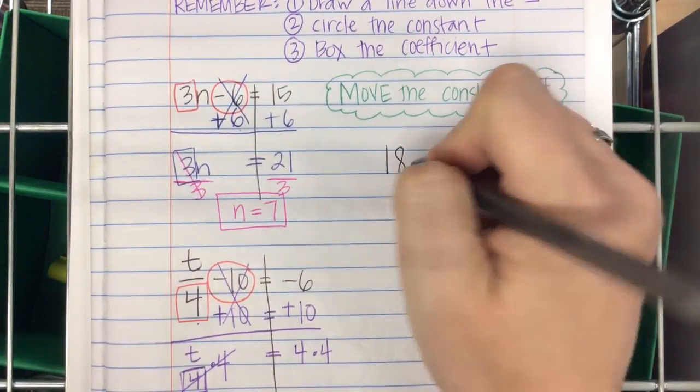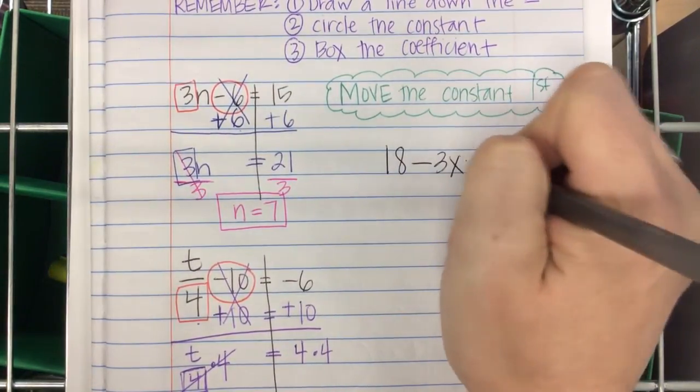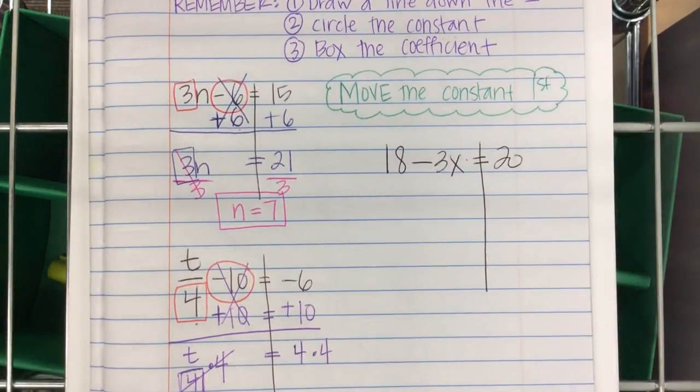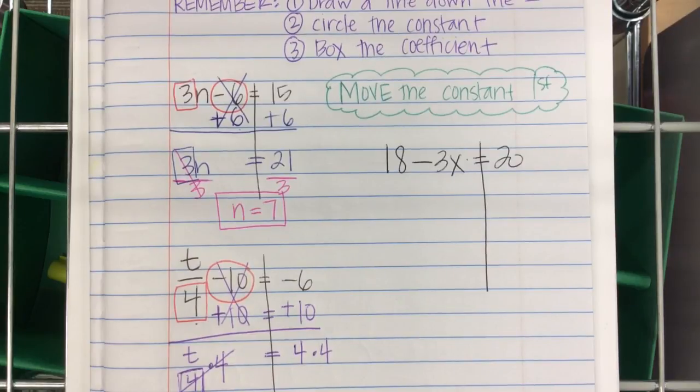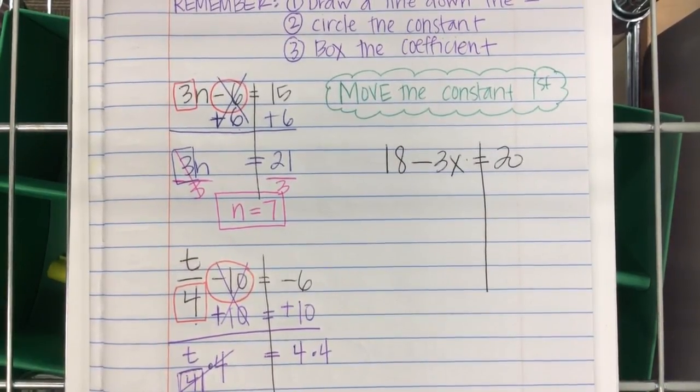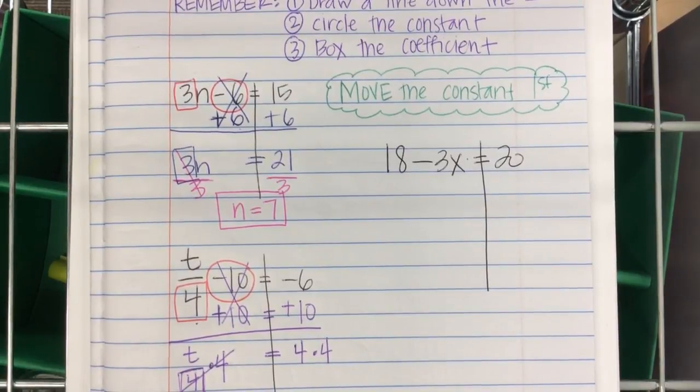18 minus 3x equals 20. John, write this down, please. This one's flip-flop, so don't get confused. Take your time and think of the rules.